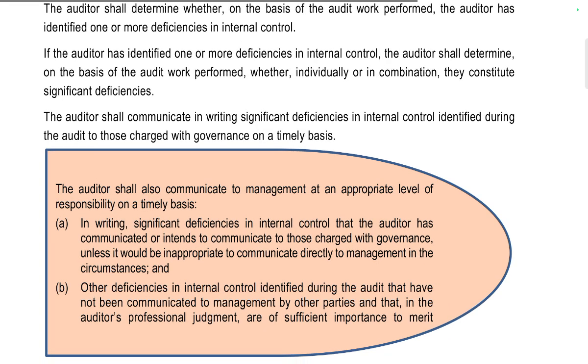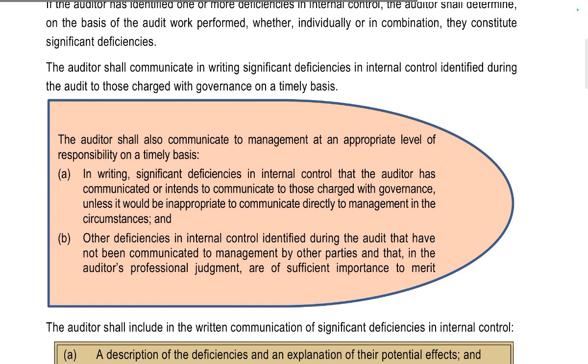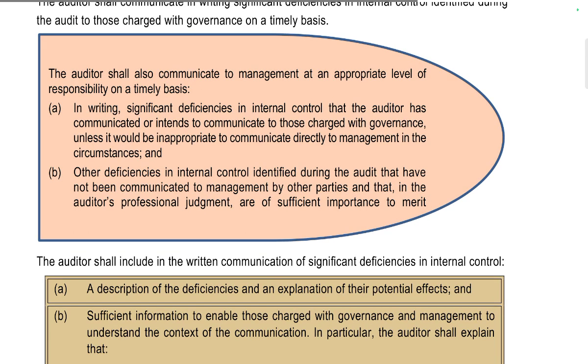they constitute a significant deficiency. The auditor shall communicate significant deficiencies in internal control identified during the audit to those charged with governance on a timely basis. The auditor shall also communicate to management at an appropriate level of responsibility, in writing, significant deficiencies in internal control that the auditor has communicated or intends to communicate to those charged with governance, unless it would be inappropriate to communicate directly to management in the circumstances.